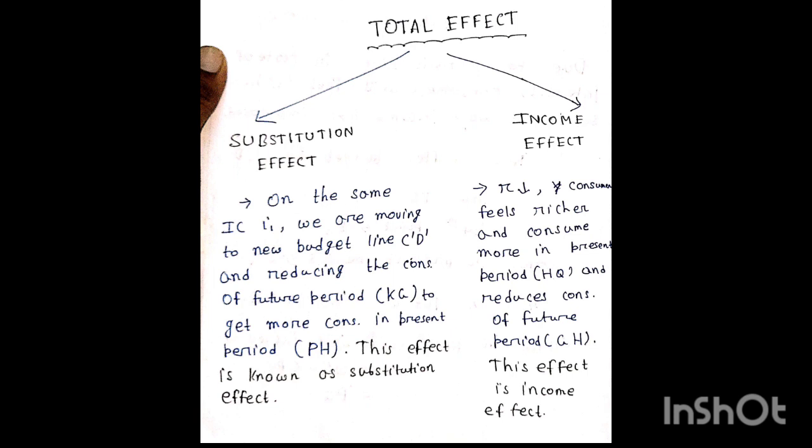Now what is income effect? As I have told earlier, as the rate of interest decreases, the consumer will feel richer and consume more in the present period, that is HQ, and reduces the consumption of the future period, that is GH. Here H is repeated in the graph, but it is easy to understand which one is the H of which axis. So this effect is known as income effect.